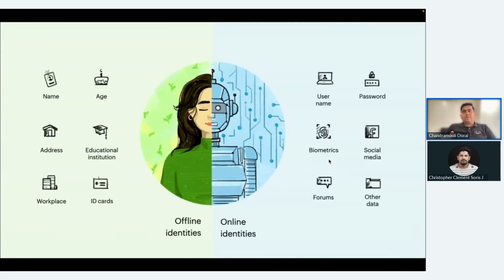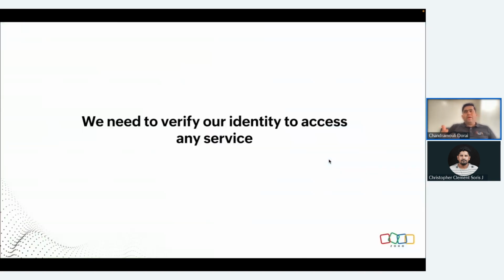But today, most of us have two sets of identity, one in the real world and one in the online world. In the real world, our identities are like our name, age, ID cards, workplace ID cards, passports, and things like that. In the online world, we have identities like username, password, social media profiles, and other attributes, right? So why do we need these identities? We need this identity to access any type of service.